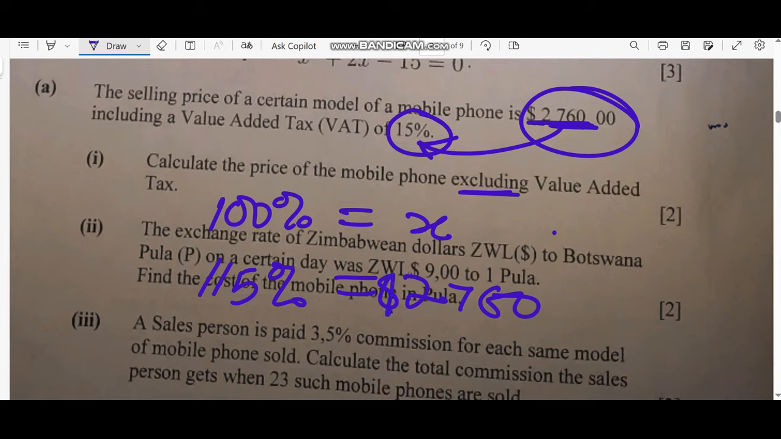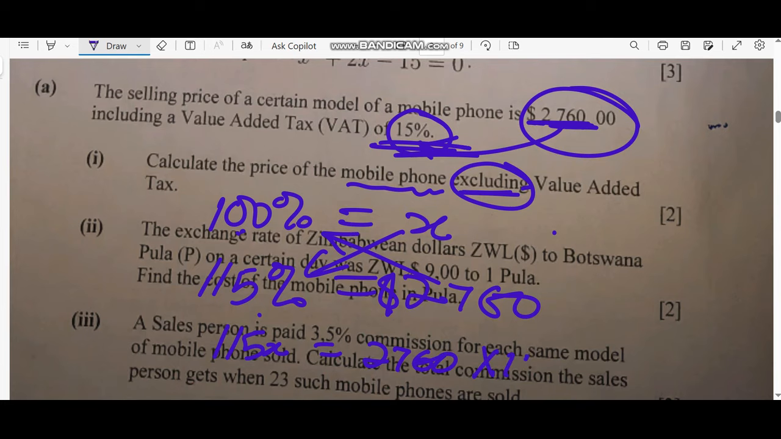So 115% is equal to $2,760. Why? Because the value of the mobile phone is 100%, but 15% value added tax VAT was added, so it becomes 115% equal to 2,760. Right? So for me to get 100%, which is the price of the mobile phone only without value added tax, I apply cross multiplication, which means in this case I'm going to apply proportion. This one multiplies this and this one multiplies this. So I have 115x equal to 2,760 times 100.